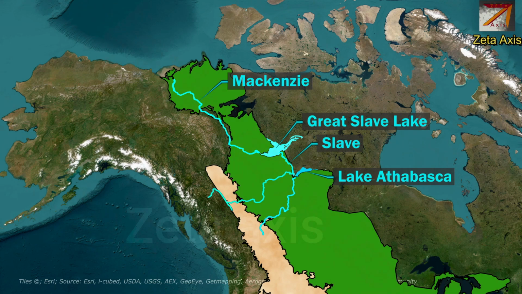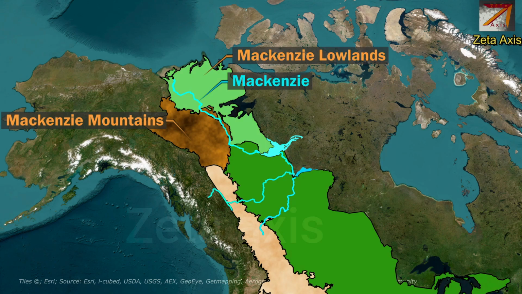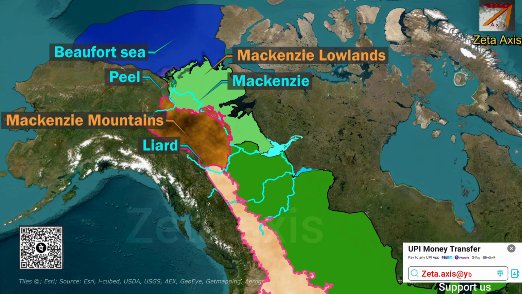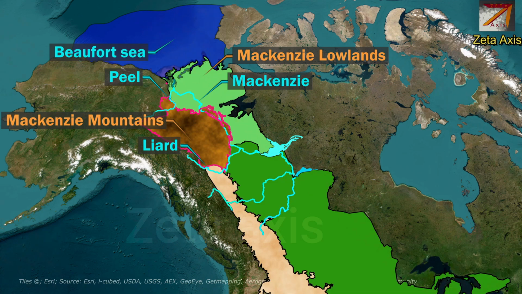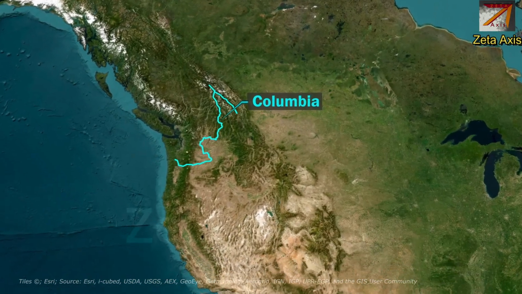The Mackenzie River is bounded by the Mackenzie Mountains on the west. The Mackenzie River from the Slave Lake flows northward and passes through the Mackenzie lowlands to empty into the Beaufort Sea of the Arctic Ocean. The major tributaries of the Mackenzie River are the Liard River and Peel River. The Liard River forms a divide between the Rocky Mountains in the south and the Mackenzie Mountains in the north. Moreover, the Liard River forms the southern boundary of the Mackenzie Mountains, while the Peel River forms the northern boundary of the Mackenzie Mountains.